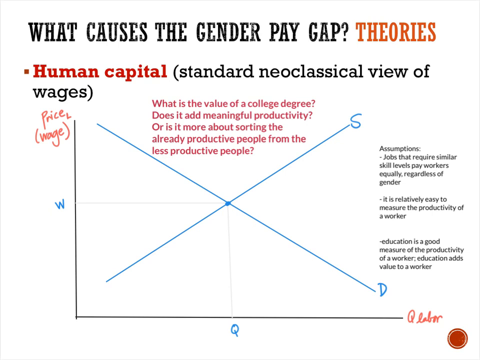So a little existential exercise for you. What is the value of your college degree? Does it add meaningful productivity? Or is it more about sorting already productive people from their less productive peers? In which case you want to think about the investment, right? Why do some people go to college? Maybe it's to get skills, sure. Maybe it's because it's a signal to employers. And maybe that investment, that 4 years or whatever, as a signal to employers only makes sense for some people for whom they were already more productive, could already handle school, whatever. They were already going to be more productive and useful to firms anyway.